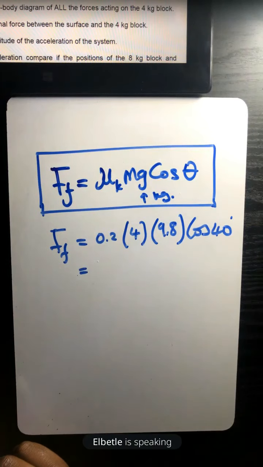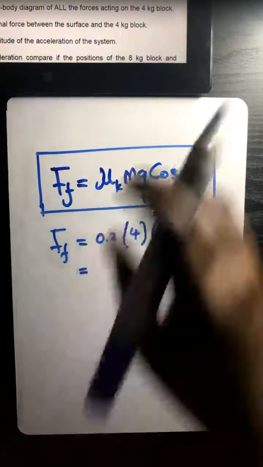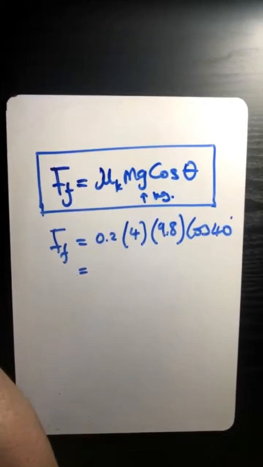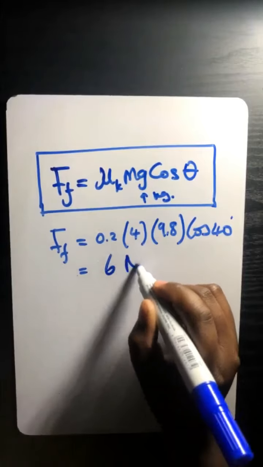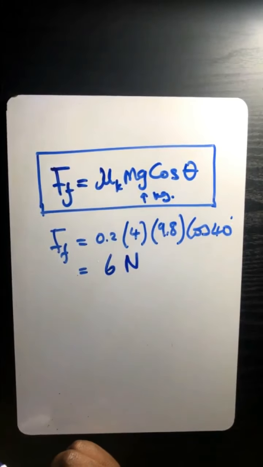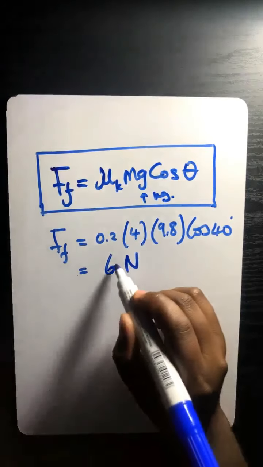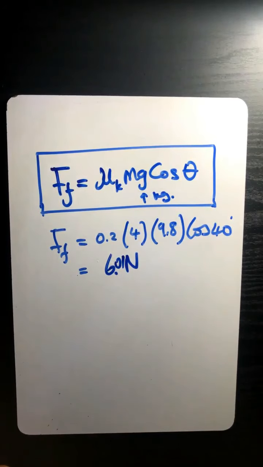Wait, let me quickly calculate. Okay. 0.2 multiplied by 4 times 9.8 times cos of 40. Hey, I'm getting something there. I'm not sure if you're also getting the same. 6.0057. Yeah. So we can just conclude to say frictional force is actually 6 newton, because it's a force. So it's 6 newton. Yes, sir. So did it make perfect sense there? Let me say 6.01 there, because we can round off to the nearest whatever.